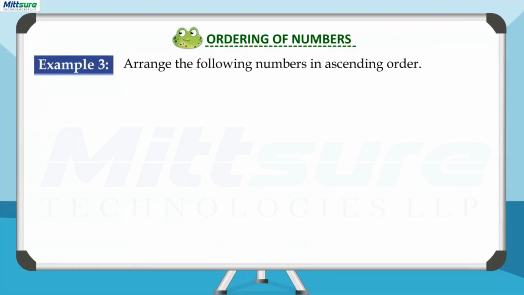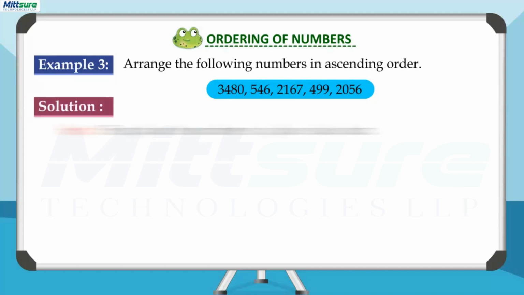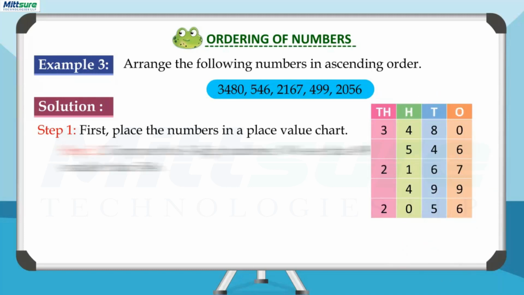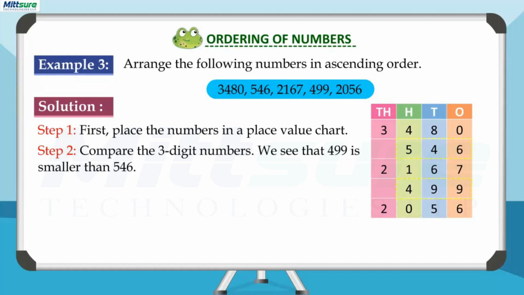Example 3. Arrange the following numbers in ascending order: 3480, 546, 2167, 499, 2056. Solution. Step 1. First, place the numbers in a place value chart. Step 2. Compare the three-digit numbers. We see that 499 is smaller than 546.